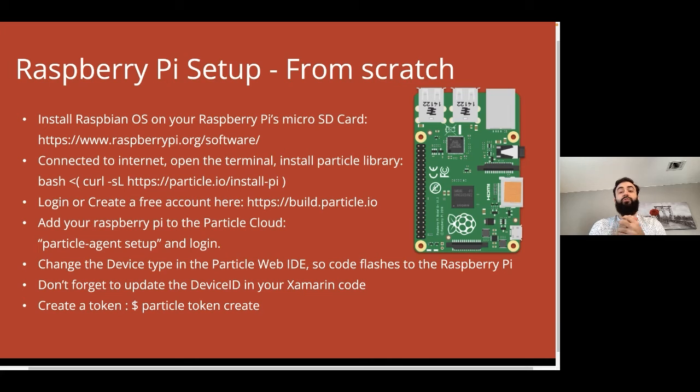So for the Raspberry Pi, if you're starting from scratch, once you're done installing your Raspbian, you can go through these instructions by yourself. Just make sure you connect to the internet, open the terminal, and then install the Particle CLI, or the Particle library. Use this, and then log in from the terminal, and then just say particle agent setup, and it'll basically set it up for you.